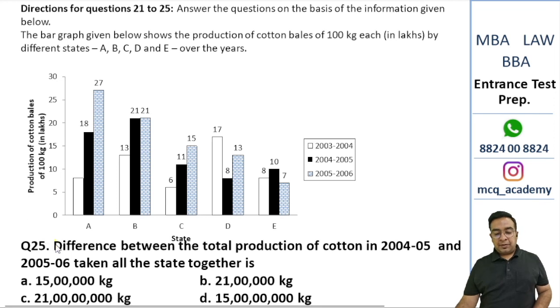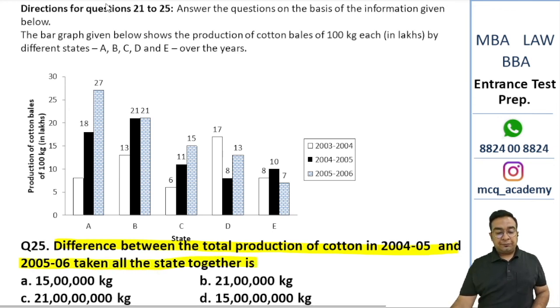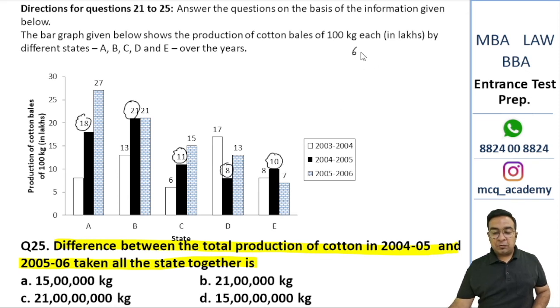Question number 25. Difference between the total production of cotton in 2004-5 and 2005-6 taken all these states together is equal to what? 2004-5 and 5-6 के बीच का difference आपको बताना है. तो 4-5 देखिए represent किया जा रहा है black bar से. So this is equal to 18. 18 plus 21 is equal to 39. Plus 11 is equal to 50. Plus 8 is equal to 58. Plus 10 is equal to 68. This is equal to 68 for the year 2004-5.